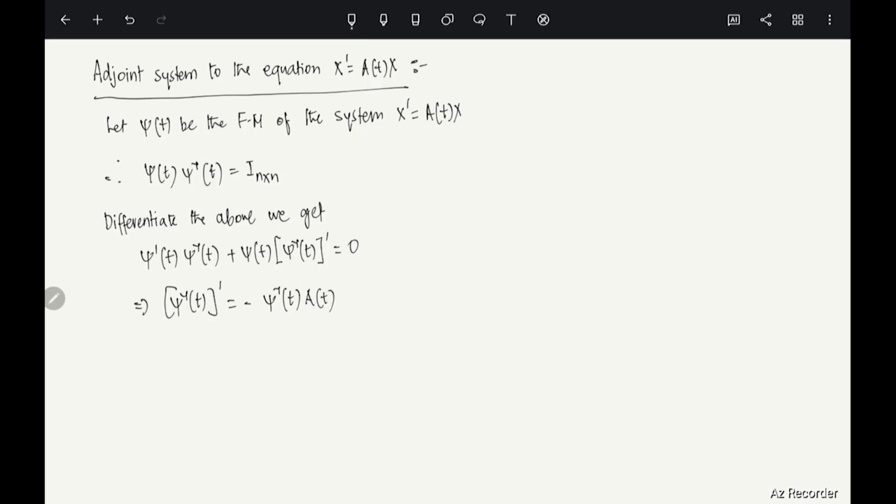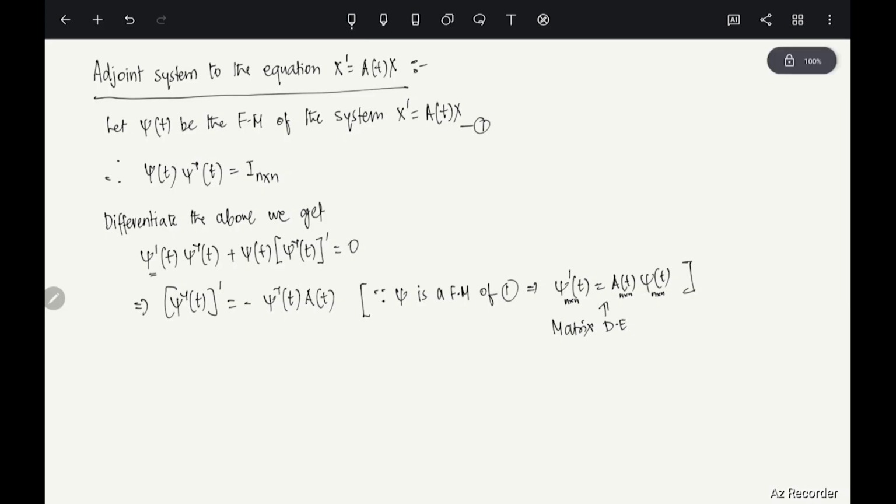I hope this is clear. Why is this true? Because phi is a fundamental matrix of system 1, that implies phi prime of t is equal to A times phi of t. This is a matrix differential equation, because phi prime of t is an n cross n matrix, A is an n cross n matrix, and phi is also an n cross n matrix. So we are not in the ordinary situation. If we put phi prime of t equals A times phi of t here, this whole expression is nothing but A. You can take everything on the other side and write it like this.